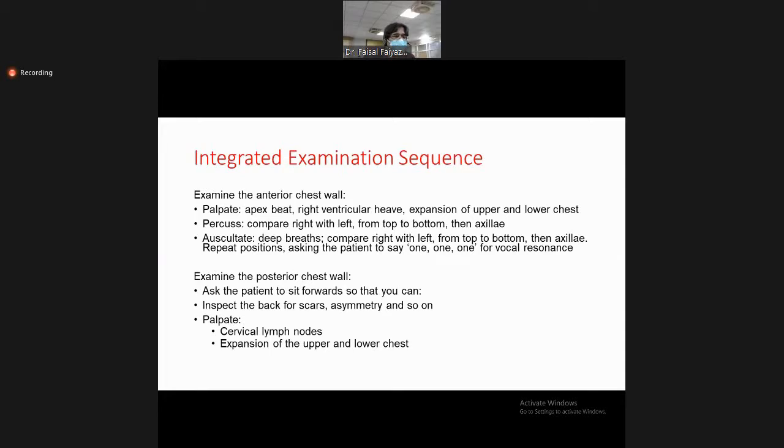So in the anterior chest, remember the axillae. Axillae are included in the anterior chest examination. One can ask you to examine the anterior chest, or one can ask you to examine the posterior chest. Currently we are doing the anterior chest.